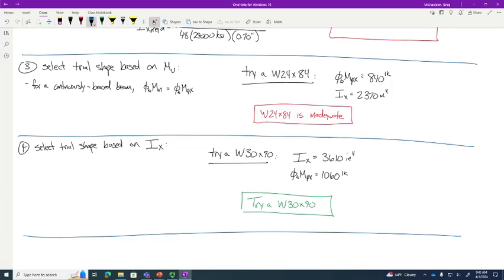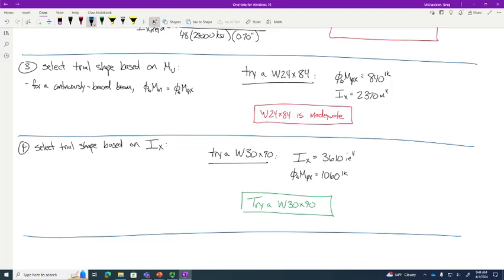Say that again. And what did I assume? 50 pounds per foot, right? What is the self weight of a 30 by 90? 90 pounds per foot, right? So the 30 by 90 is heavier than what I guessed, right? So because it's heavier, these values are off. Now they're not off by a lot, but they are off, right?